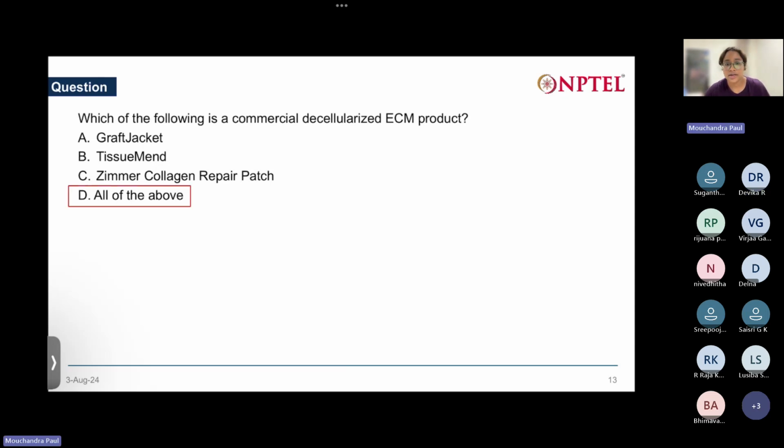So yes, you're correct. It is all of the above. If you go back to your lectures, you will see that the professor has discussed the origin of each of these commercial products that are available now, where it is coming from, and which tissue type is used to create it. It is explained in detail in the lecture, so I will not go into detail here. It's readily available with you. Okay.